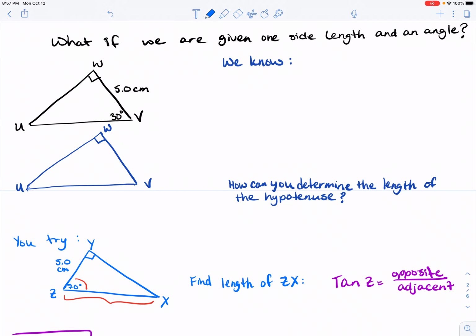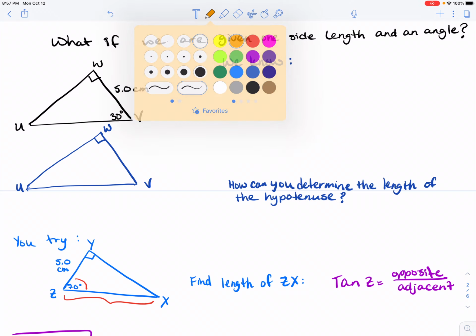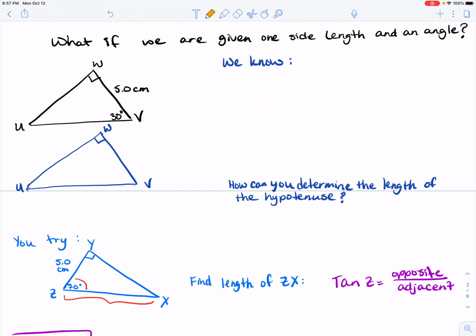Welcome to the tutorial for finding the side length of a triangle when we're given an angle. What do we know? Well, let's look at triangle UWV. What do we know about this triangle? We know that side WV is adjacent to angle V.